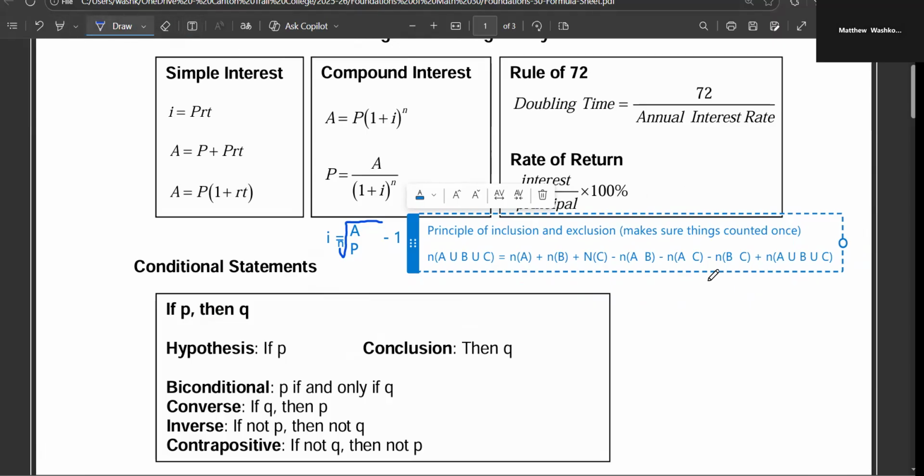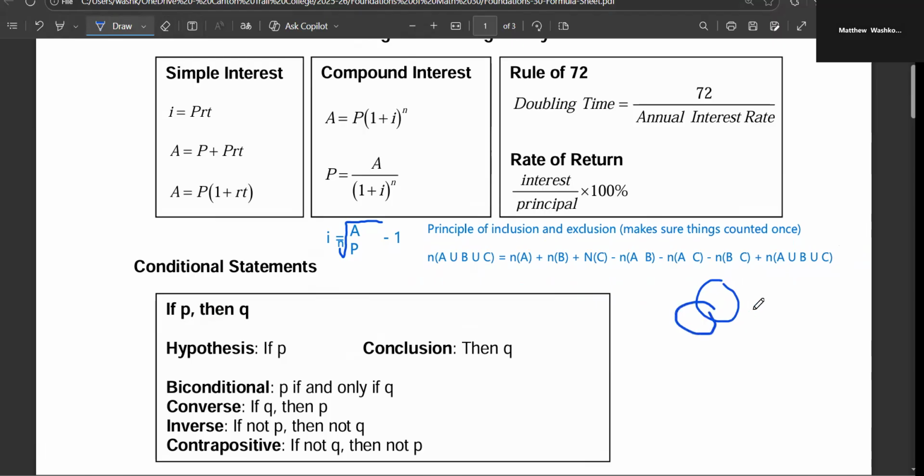Again, maybe you're a visual person. Circle, circle. Nope, I'm just going to have to deal with it, I guess, on this one. That's why I swapped to a different PDF browser. It's just making sure things are counted once.